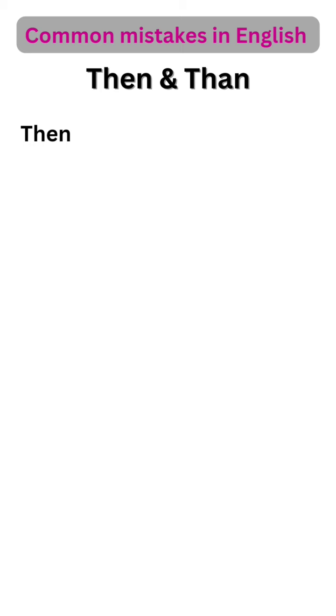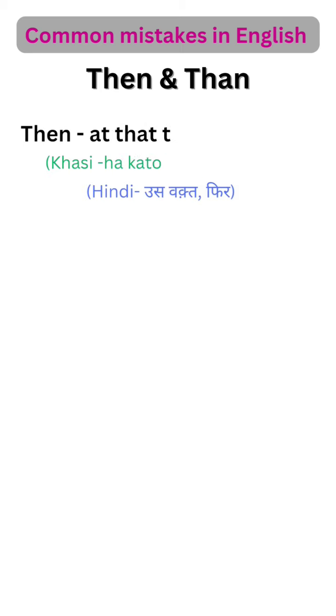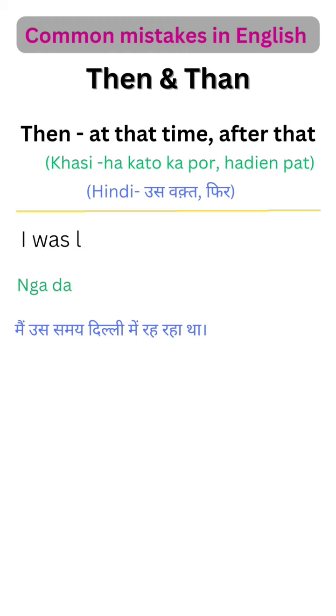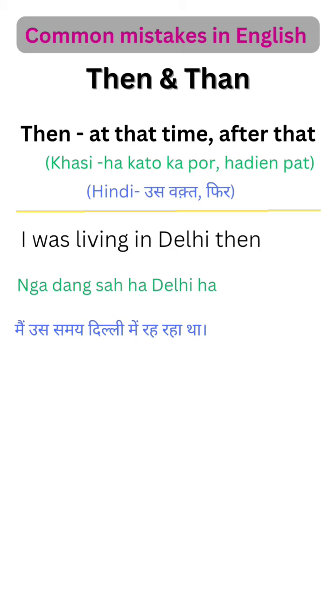Then has two meanings. It means at that time and it also means after that. Let's use the word then in a sentence. I was living in Delhi then. This means I was living in Delhi at that time.